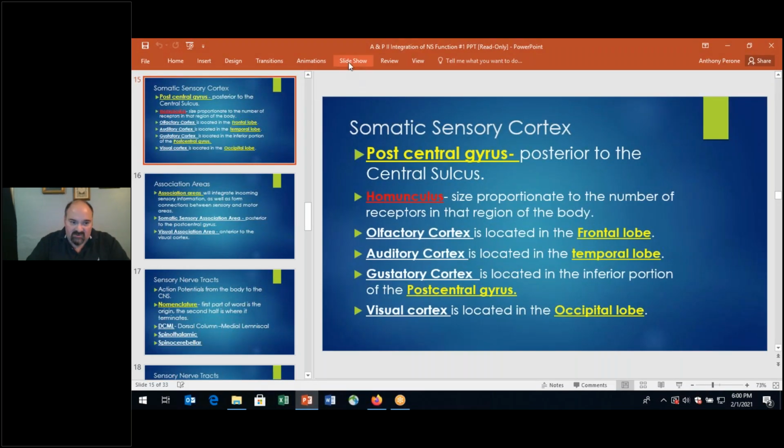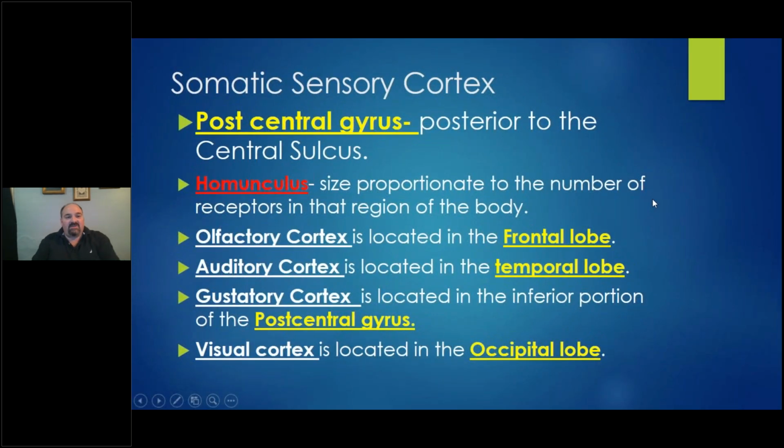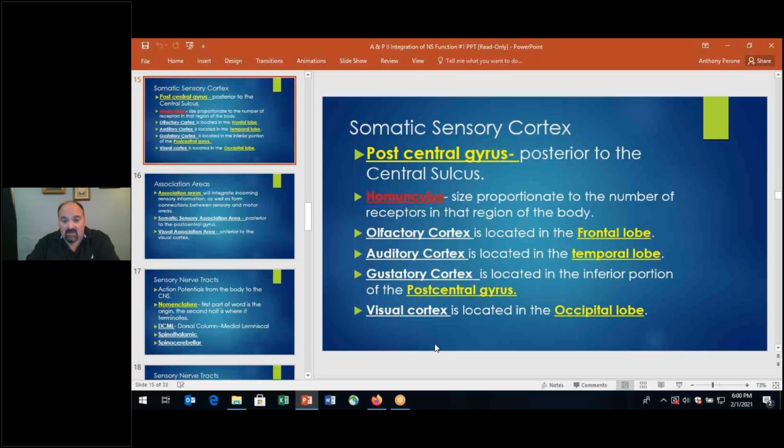So then, as we're looking at these next few slides, you see the somatic sensory cortex, the sensory input. Remember that sensory input, except for the sense of smell, olfaction, passes through the thalamus. So you need to remember that, right?